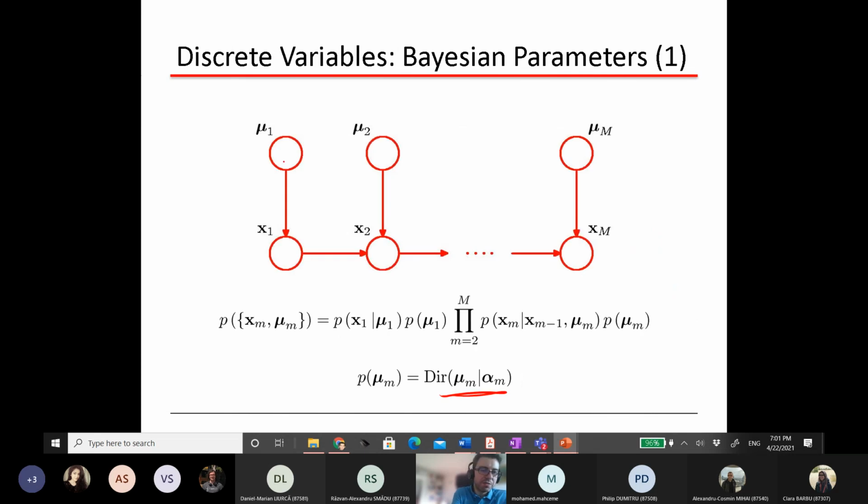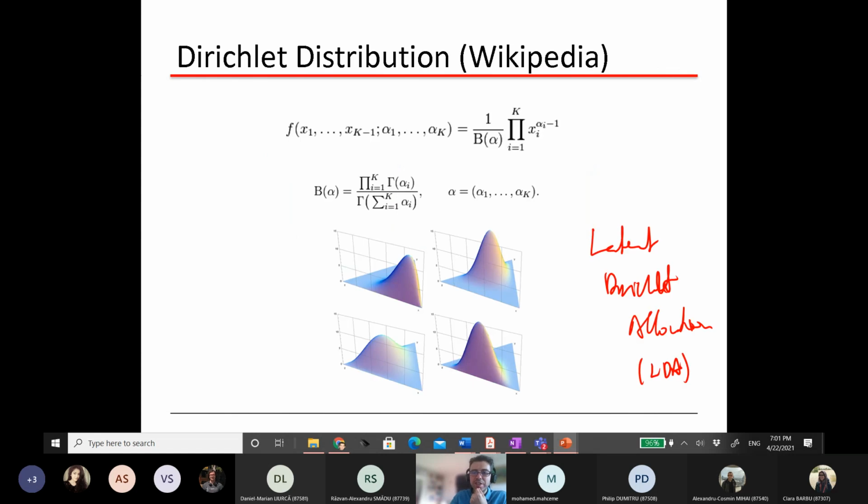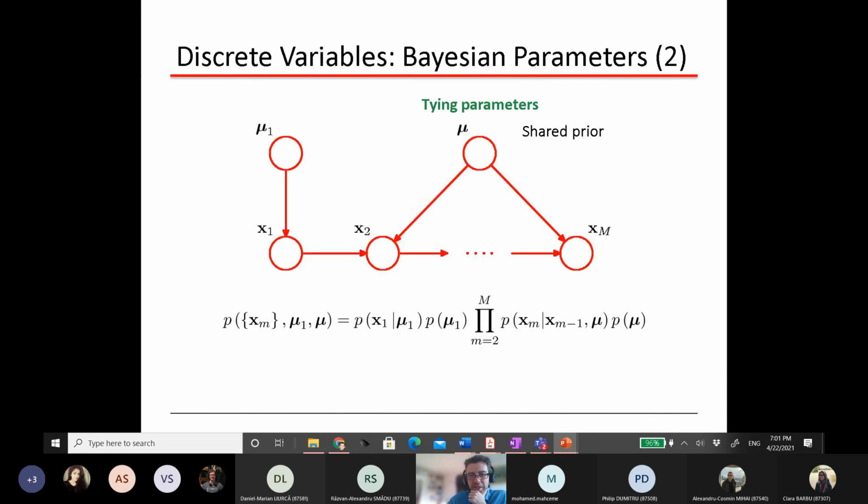So this is a latent variable, as you see, and we use a latent Dirichlet distribution over topics. And this is why it's called the latent Dirichlet allocation, because the topics are multinomial. They are discrete. Each document is a combination of topics. So we have a multinomial distribution. And even here, we can tie down the parameters. We can use the same Dirichlet distribution instead of having several ones.